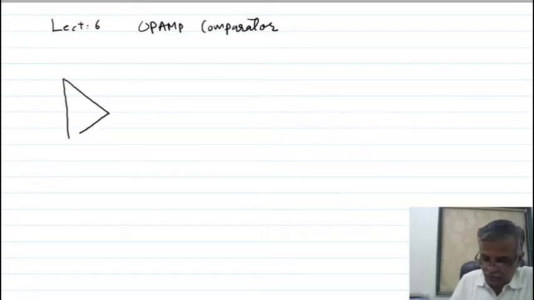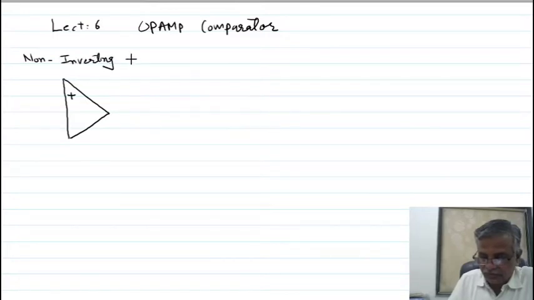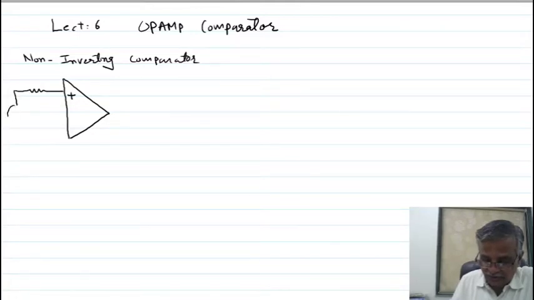This is your non-inverting comparator. In a non-inverting op-amp comparator, you are giving the input signal to the non-inverting terminal. This is your Vi, and the reference signal you are giving to the inverting terminal.